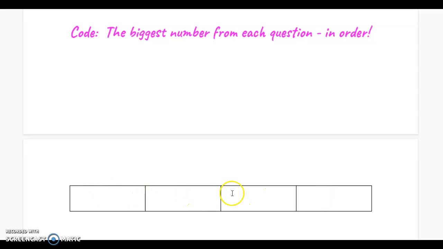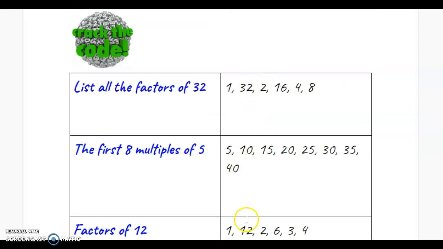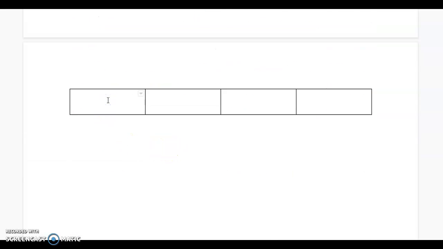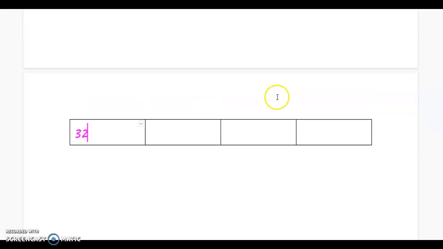And each one of these squares is going to have a number in it, which is going to break the code. Okay, so you need to look at each of these boxes, and in the order, you're going to write the largest number from each box to crack the code. So for example, in this top one here, 32 is my largest number. So I'm going to scroll back down. In my first code breaker, I'm going to put 32.